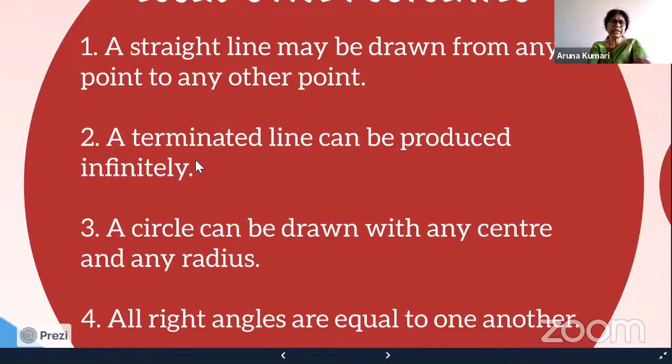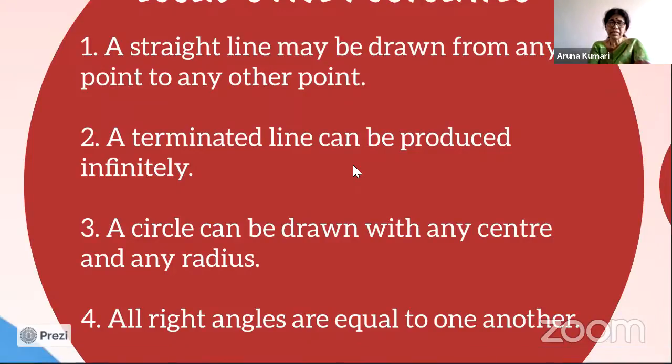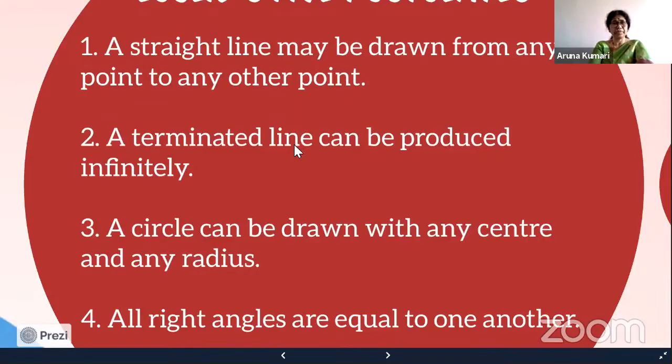What do you mean by terminated? Terminated means disconnected. If there is a line and if it is disconnected, we can produce it infinitely. Because it is a line. Line means it can be produced on both sides infinitely.